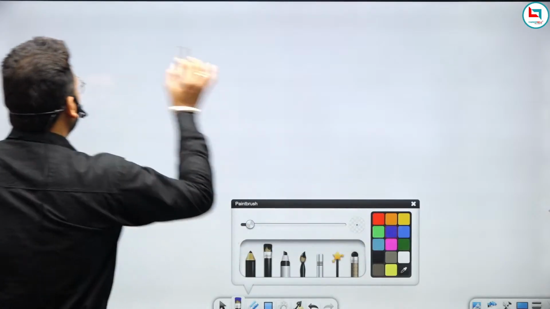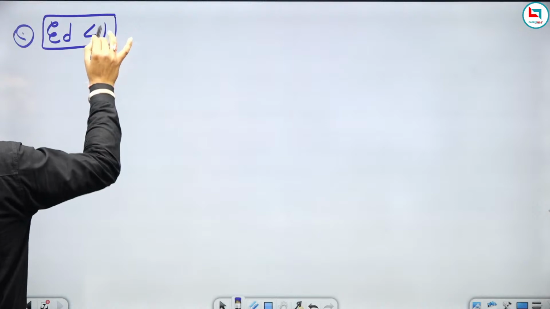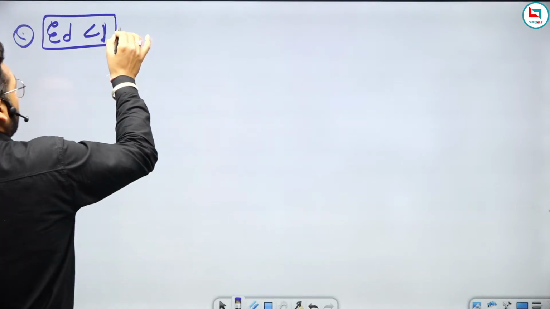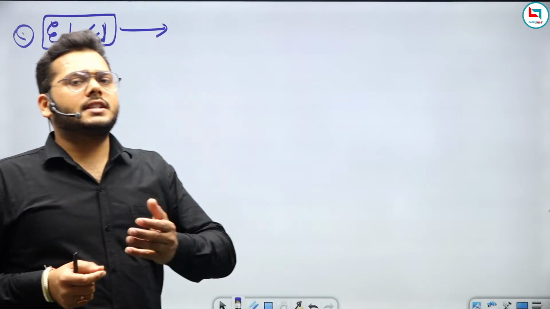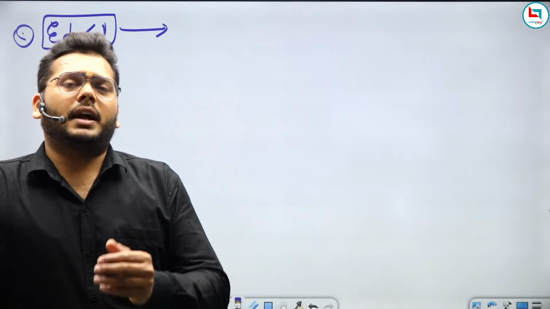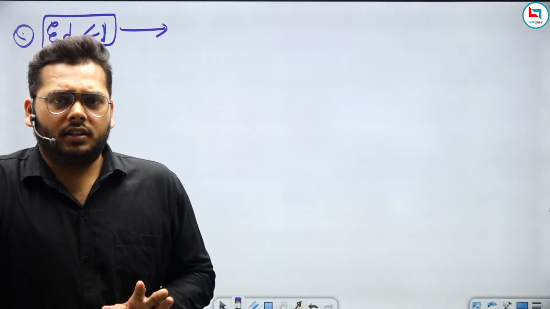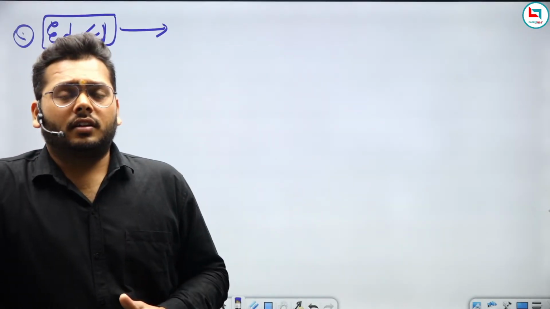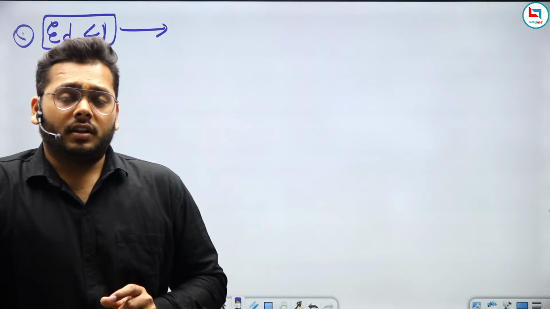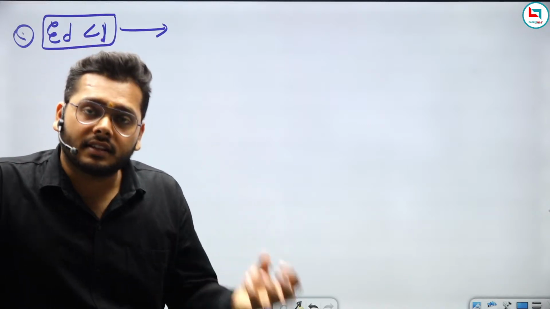Now the next one is what? ED is less than 1. What is this situation indicating? ED is less than 1 means what? Your income is increasing or decreasing, or say the change in income is 10%, but your demand is changing only 7 to 8%. It means that demand is not affected that much by the change in your income. Then we can say the elasticity of demand is less than 1.